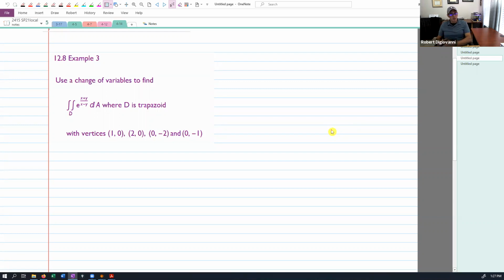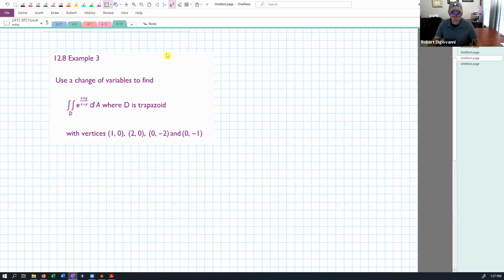It says, use a change of variables to find the double integral over D of e raised to the (x plus y) over (x minus y) dA, where D is this trapezoid. Okay. So it's not telling us what to use. So I'm going to start by drawing the region of integration D in the xy plane first.